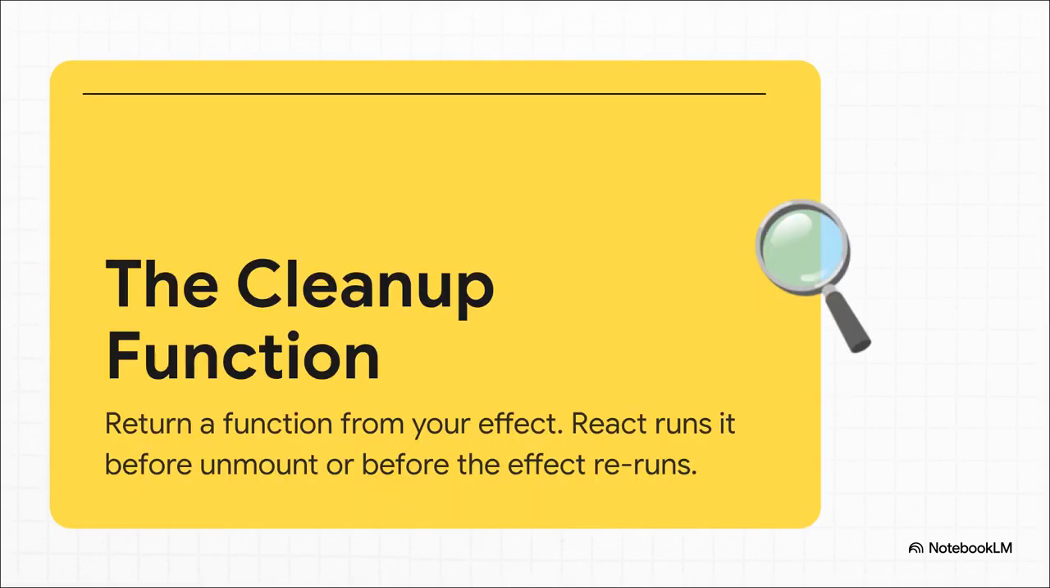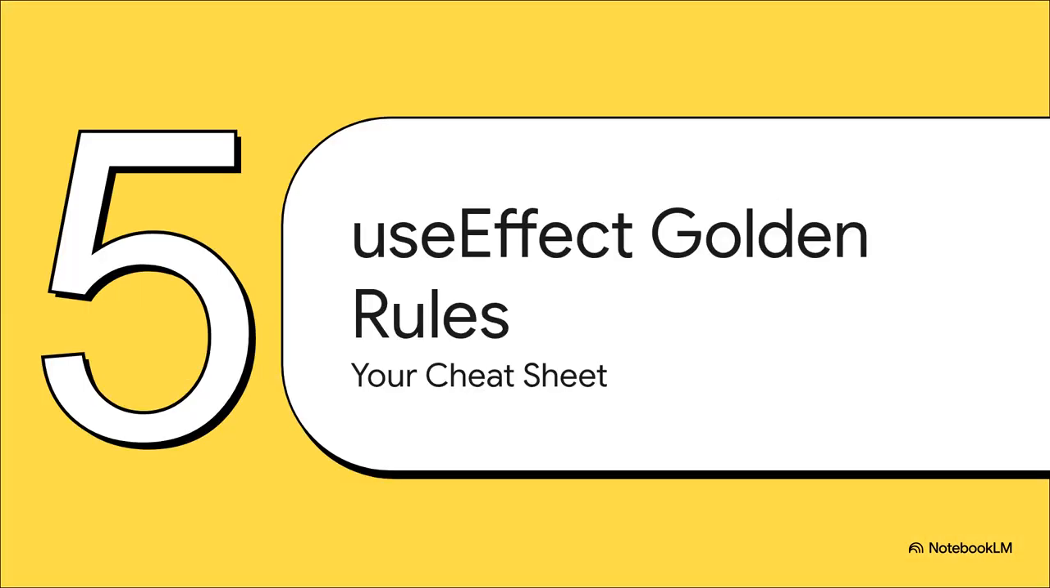It's actually incredibly elegant. All you have to do is return a function from inside your effect. React is smart. It sees that you returned a function and it holds on to it. Then it runs that function for you at the perfect moment, either right before the component gets destroyed or right before the effect is about to run again. So for our timer, we just return a little function that calls clearInterval. Boom, memory leak solved.